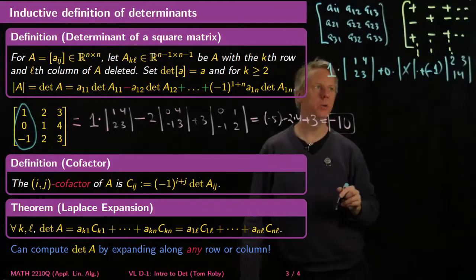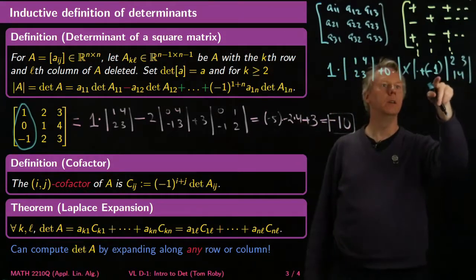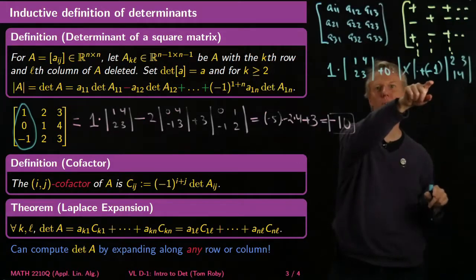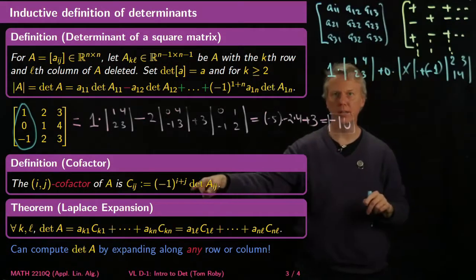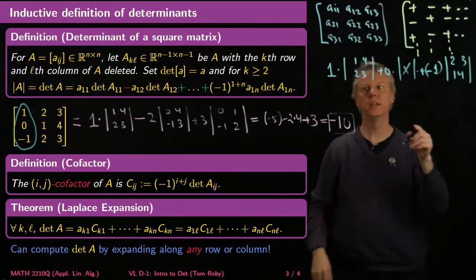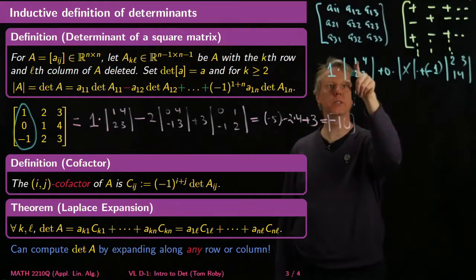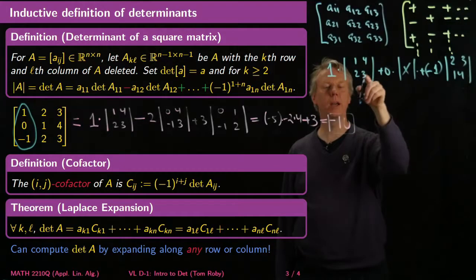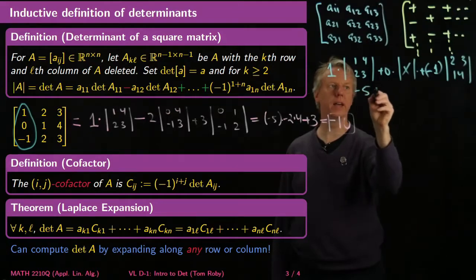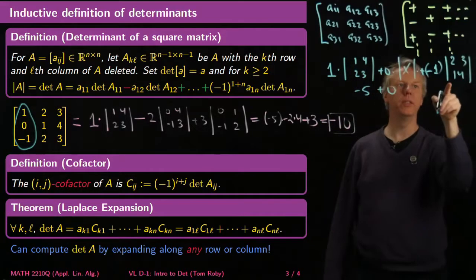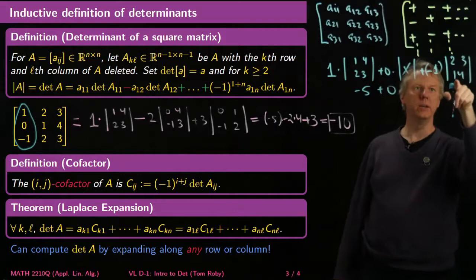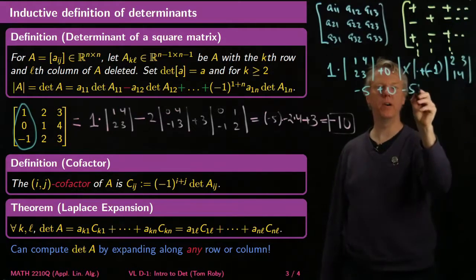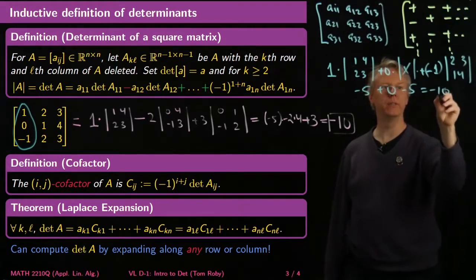Okay? So this 1 and this minus 1 are actually not the sign and the cofactor. These are the a_ij's. So what do we get? We get 1 times 3 minus 4, so this is negative 5 again. Here we get 0. And then the last term, we get 8 minus 3 times negative 1, minus 5. And that's equal to negative 10 again.